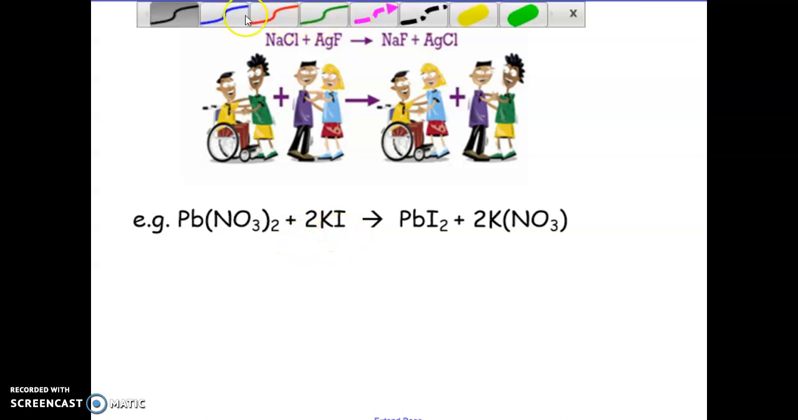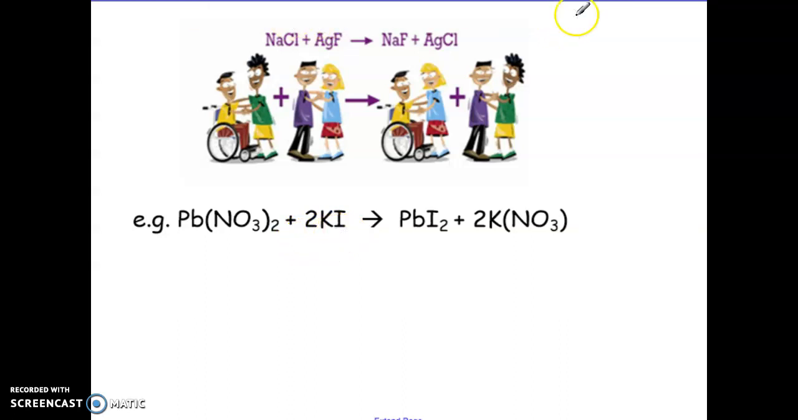Okay, so here we have lead(II) nitrate plus potassium iodide. What's happening here is the lead is now going to be with iodine and nitrate is now going to be with potassium. So remember when you're doing this, you don't just copy it over. You have to do the crisscross rule each time you do a new molecule. That's the biggest mistake I see.